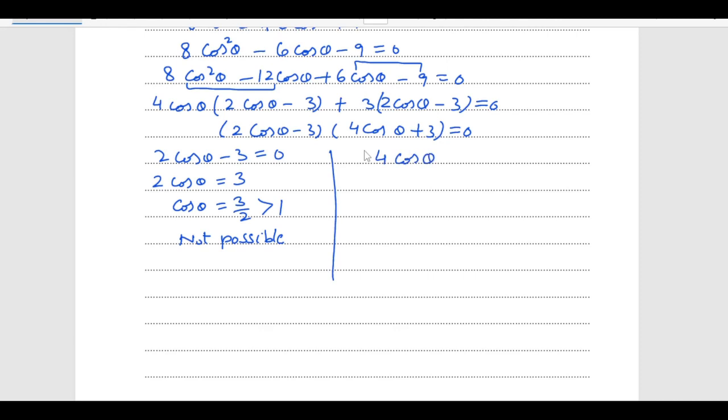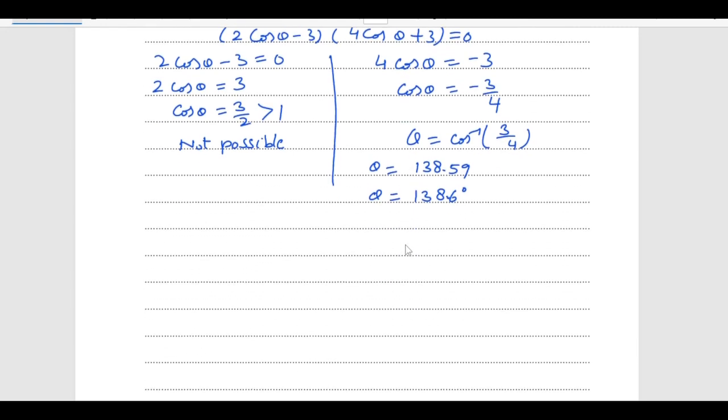4 cos theta is equal to negative 3. So cos theta is going to be negative 3 over 4. So cos theta is negative. So theta is cos inverse of negative 3 over 4. So when you calculate this, I got here theta is equal to 138.59, right. So it is 138.6 degrees. So this is one angle.